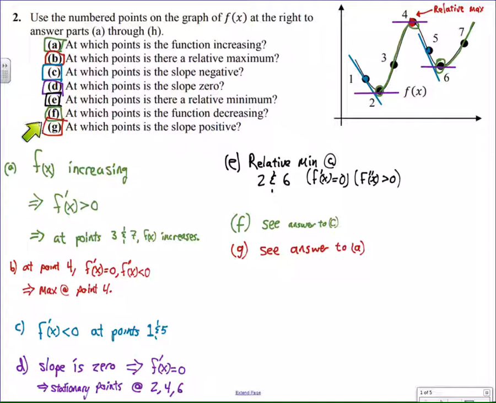You see in F when they're saying at which points is the function decreasing, and in part C they said at which points is the slope negative. Well, they're asking the same question in different ways. So the answer to C is the same as the answer to F. Similarly, slope is positive. Well, that's the answer to question A: when is the function increasing? So the lesson here is there's more than one right way to say something about the descriptions of a function and its derivative.